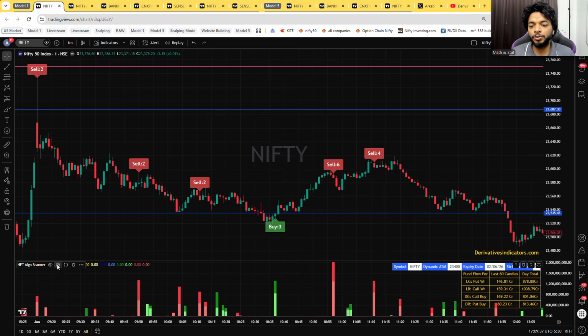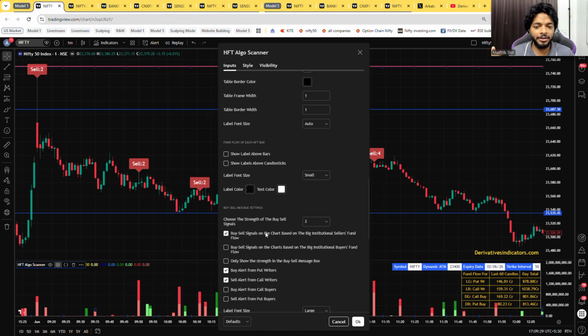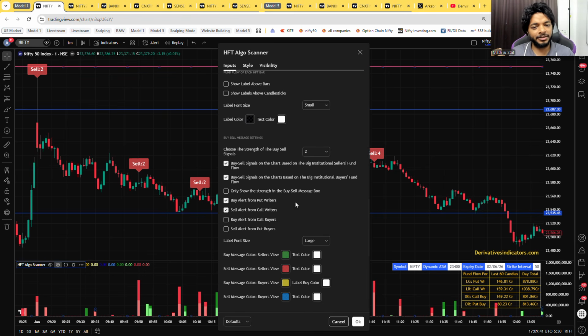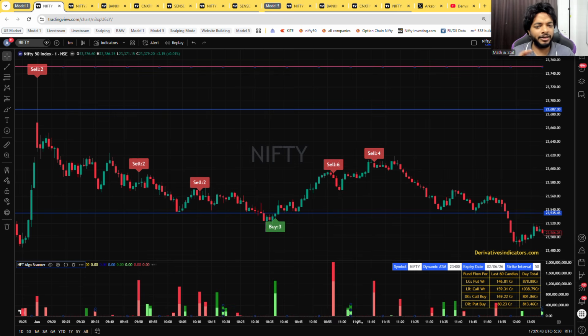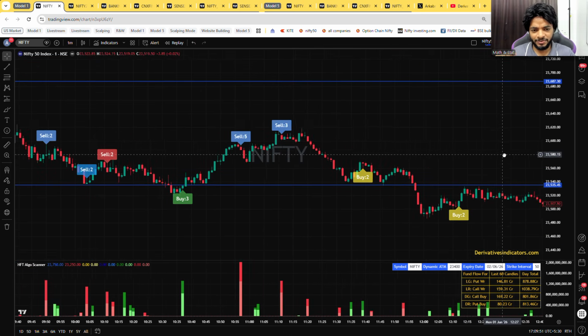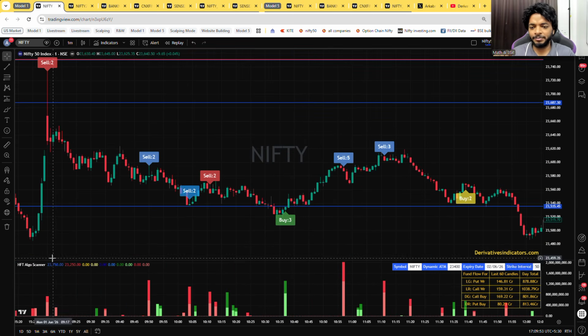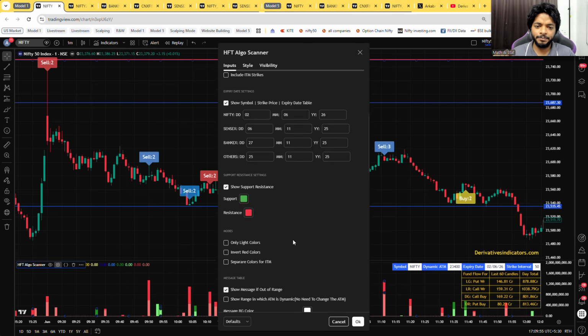If you want to print the signals with the help of the buying data also, then you can check mark this in the settings. It's all there, however you want to customize. You will get all these signals with respect to the buying data as well. So now coming back to our initial setup.